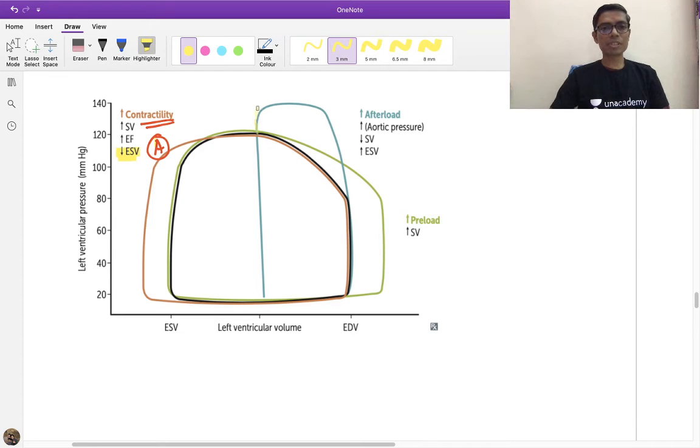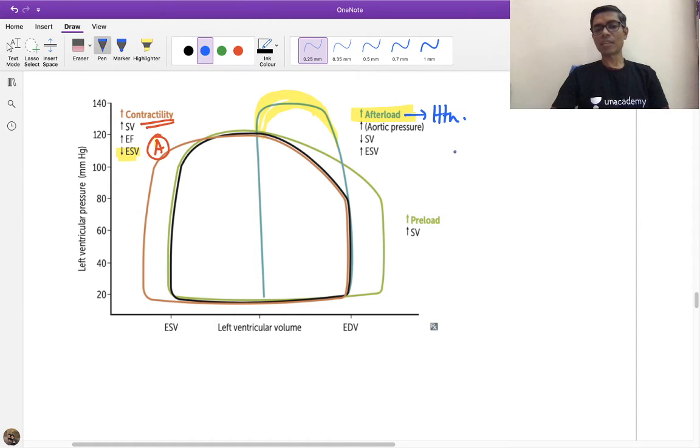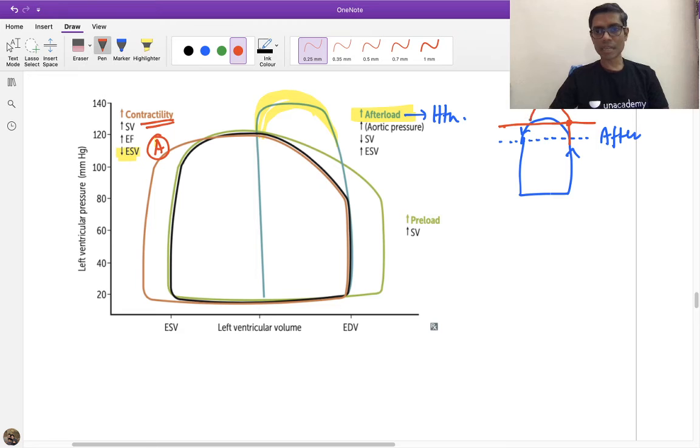Okay, now this curve which is moving upward, this is increased afterload. For example, suppose the person is suffering from hypertension. I told you initially that if this is the pressure volume curve, then there is a line here. This line is the afterload line, which is aortic pressure. If this line shifts upward like this, what will happen to the new curve? The new curve will start ejection from here and end ejection here. So this red color curve is the new curve when the afterload is high.